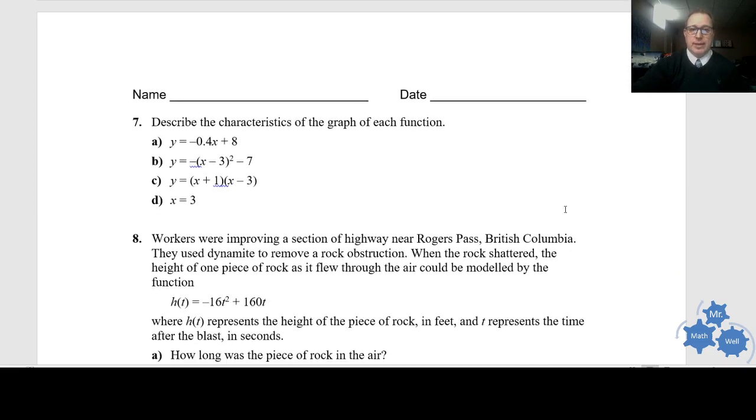Okay, so characteristics of these graphs. Well, this is a straight line graph. It goes down from left to right because the slope here, this negative 0.4, is negative. Because there's a squared here on what would be the x, that's a quadratic. Because this number in the very front is negative, that means it opens downward, you might recall. And so on, this x equals 3 is a vertical line. Y equals 3 would be a perfectly horizontal line.